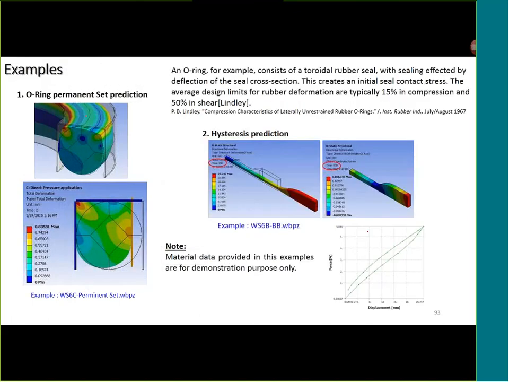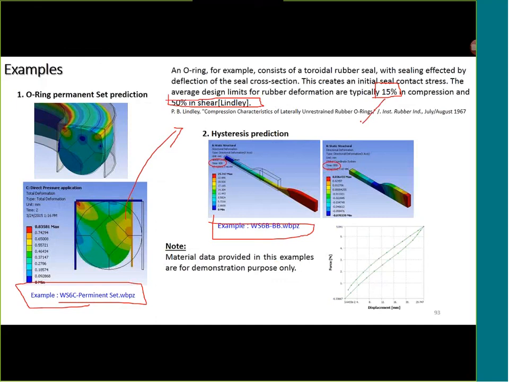So again, there are examples available in the training material to understand the permanent set and also the hysteresis loss. The permanent set is very important while you are designing O-rings and seals, because there are guidelines that say only 50% is allowed for compression and 50% in the shear.